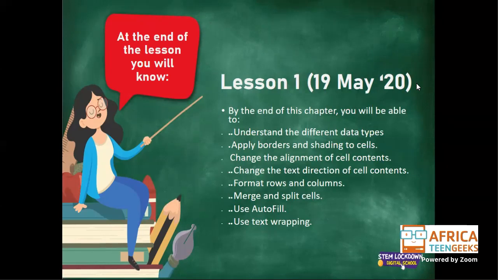Okay, let's start with the learning objectives. Understand the different types of data type, and apply borders and shading to the cells. Now we are going to talk about the formatting of what? Our cell. So remember, we use the cell as a gateway for our data entry in Excel, or the spreadsheet, or our workbook.